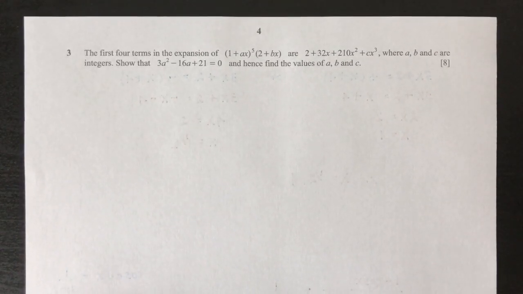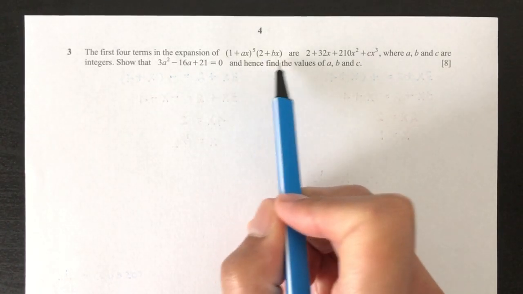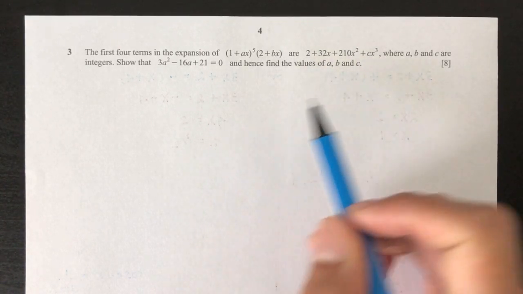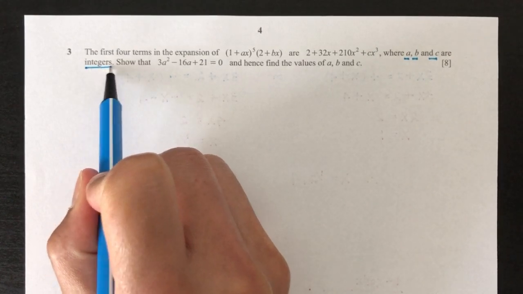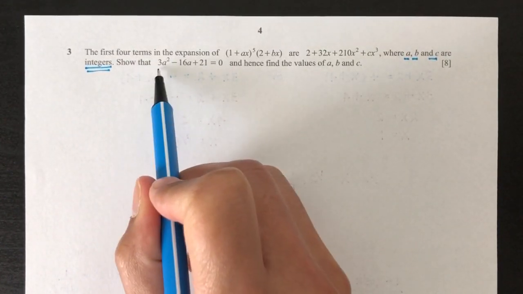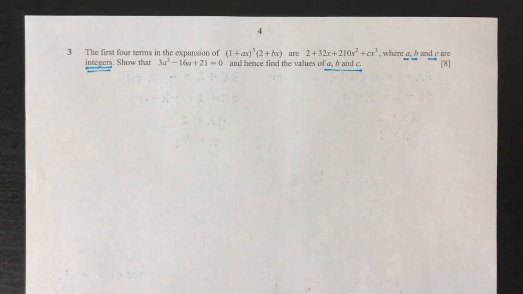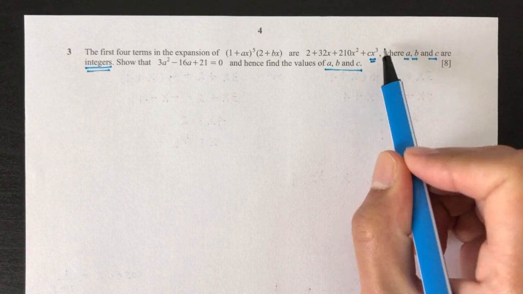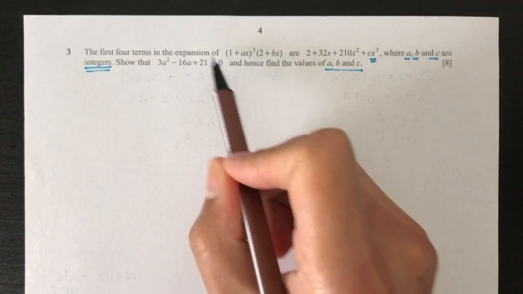Let's move on to question number 3. So here we have the first 4 terms in the expansion of this are given to you by this, and where a, b and c are integers, so this is good to know. Show that we have this equation and hence find the values of a, b and c. So we have to expand this until a term in x cubed, so only until x cubed. So let's do one by one. First we have to expand this one.